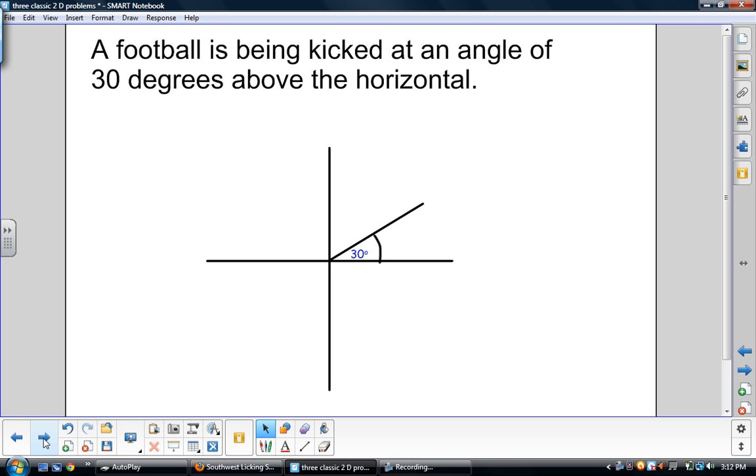Alright, here's our second classic problem. A football is being kicked at an angle of 30 degrees above the horizontal. Notice I do not have my coordinate system tilted this time, it's straight up and down. There's my kick. So I'm going to refer to this as my applied force.